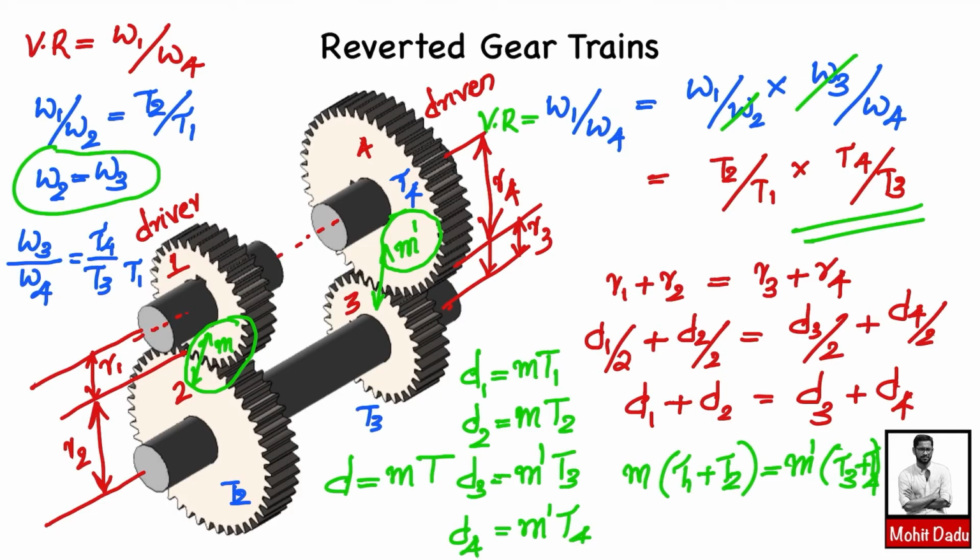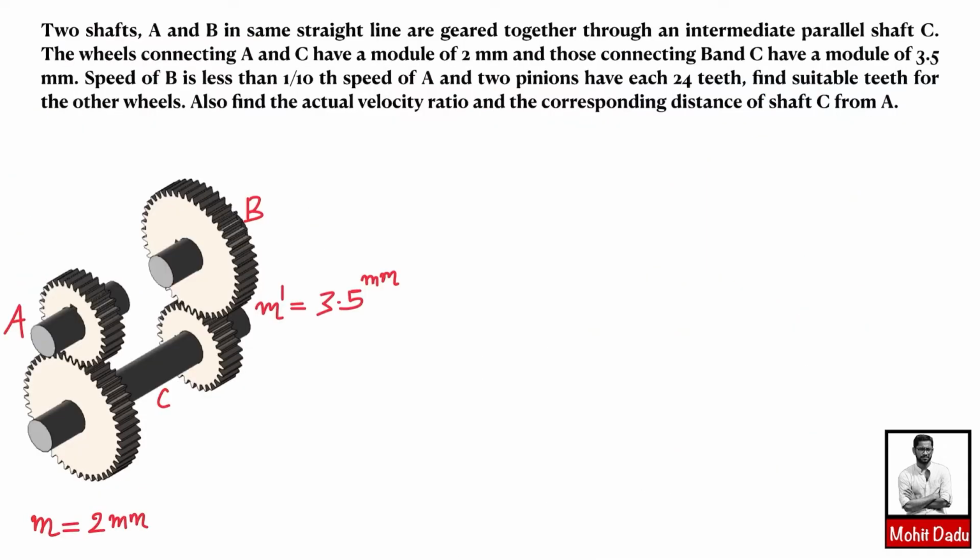So here we will be seeing a simple problem from the reverted gear train. Here we have a problem where shafts A and B are in a straight line, that is, coaxial, and they are geared together with the help of this parallel shaft C. So that makes it a reverted gear train. The wheels connecting A and C have a module of 2 mm, and the pairing between B and C has a module of 3.5 mm. And it is mentioned that the speed of B is lesser than 1/10 of the speed of A.